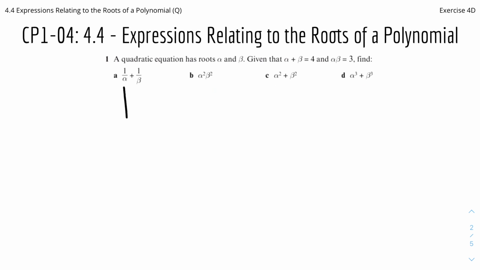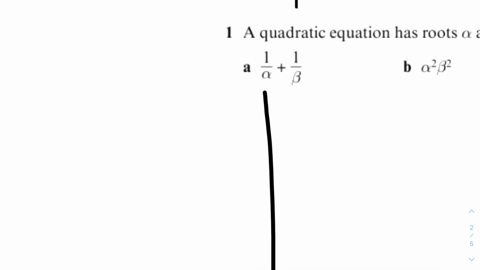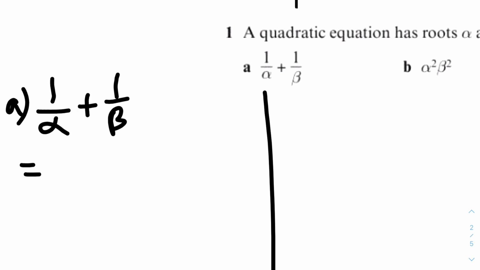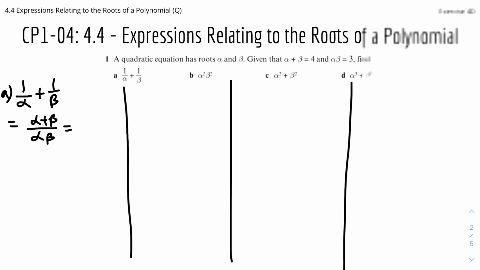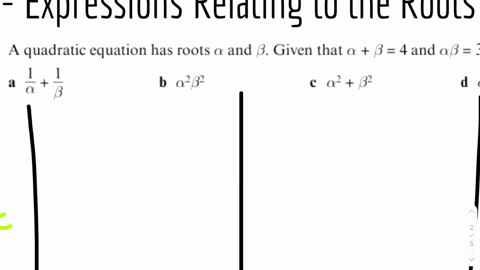I'll split into 4 different columns so that it's easy to answer them. So the first one, 1 over alpha plus 1 over beta. We saw this as part of the video last lesson. This is the roots of reciprocals, where we times this by beta and times this by alpha to get alpha plus beta over alpha beta, so that we make the denominator the same. And alpha plus beta is equal to 4 and alpha beta is 3, therefore this equals 4 over 3, like so.